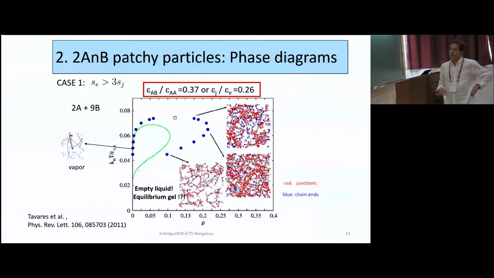So this is temperature and this is density for these models, 2A and 9 B patch particles, where you have 2 A's and then 9 B's, sorry. You fix the bonding volume, so you are on this case, and you have this energy cost for the junctions. And so these points are simulation results, and they correspond to coexistence points. So here you have a gas coexisting with a liquid. And down to here, everything is normal, as usual, the simplest liquid-vapor phase diagrams.